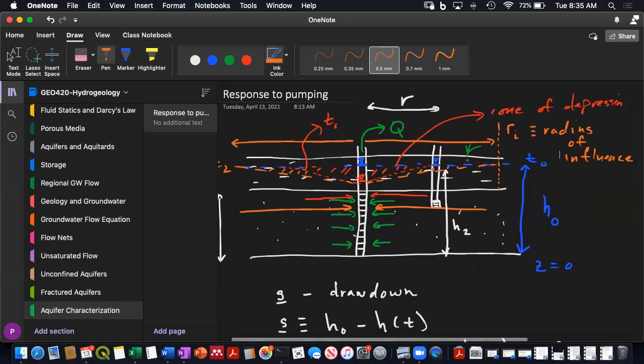And in general, the radius of influence expands over time. All right. After really long times, it'll usually reach a steady state, but in general, the radius of influence expands over time as we draw the water level down farther and farther away from our well.